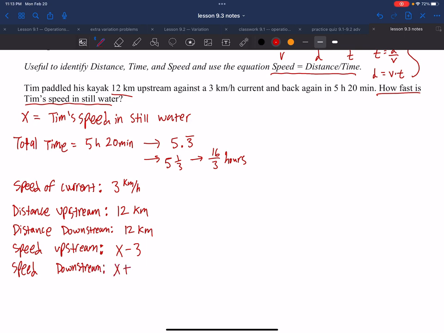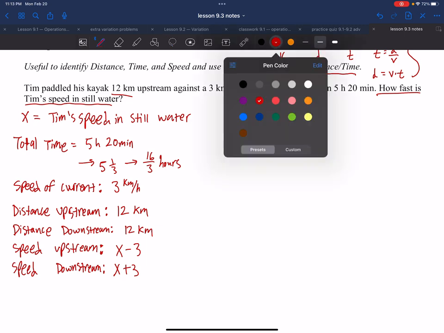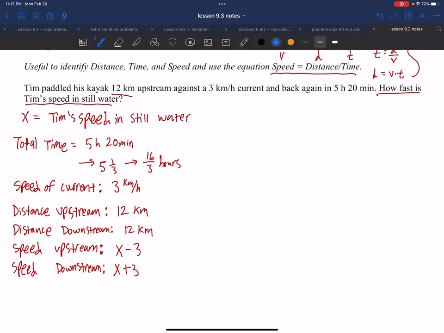Then we look at his speed downstream, and I'm sure you can set that up. That's going to be x plus 3, because that 3 kilometers an hour is going to add to his speed. It's going to push him along with the stream. Okay, so you've got all this wonderful information. I'm going to erase this, and take the lasso tool here, put that here. I'm going to switch to blue so it's not overloaded with red.